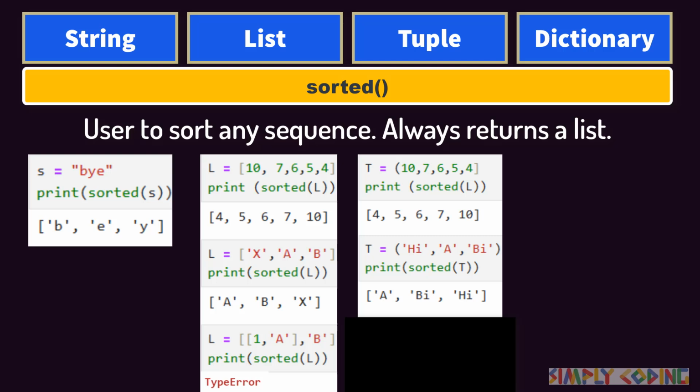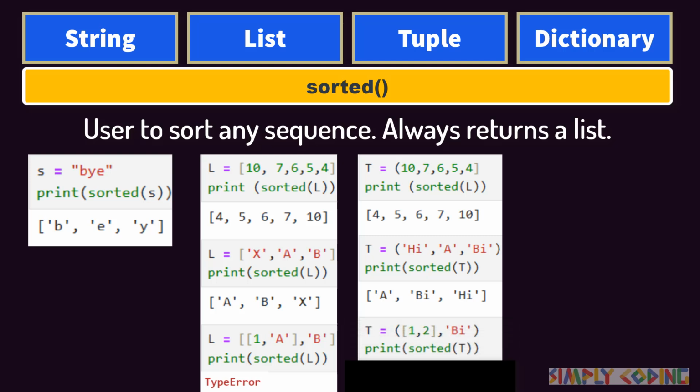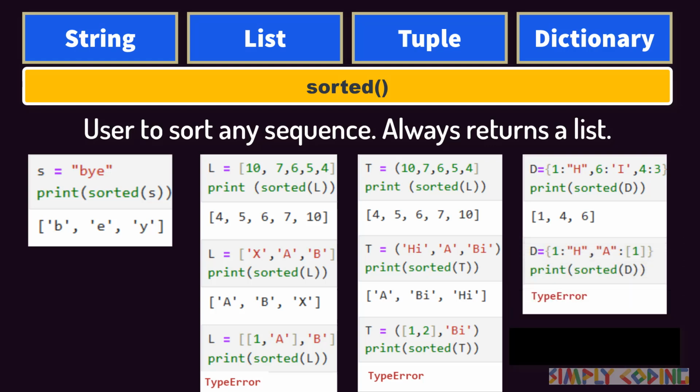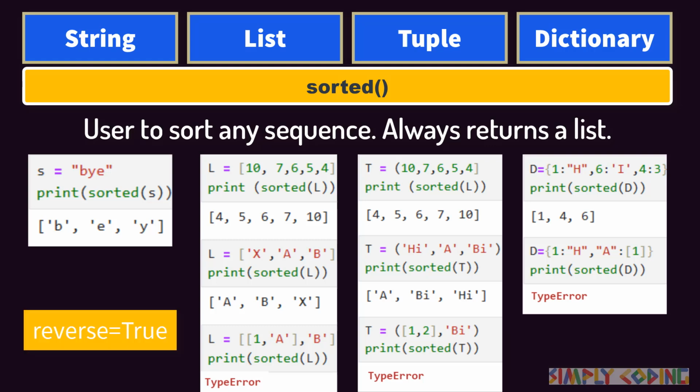Now if you take a tuple, it will return its elements sorted in a list format. Here too, if you pass mixed data type or nested list or tuple, it will give error. Now what about dictionary? If you run this, you will see it will give you a list of only the keys in sorted order. Here too, it cannot take in keys of mixed data types. If you run it, it will give you an error. If you want to sort in descending order, you can give an optional argument reverse is equal to true.